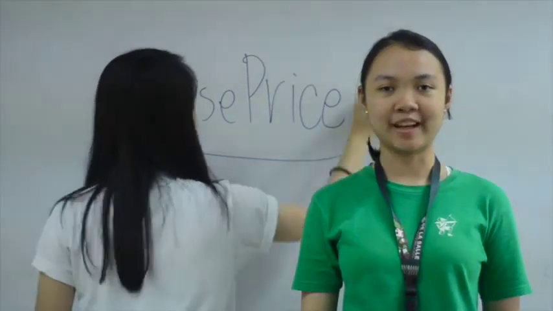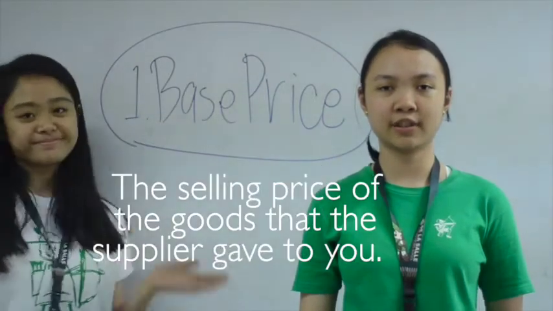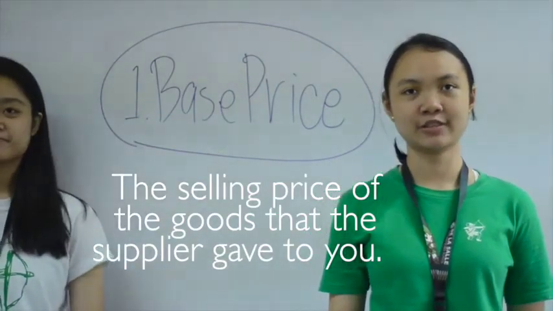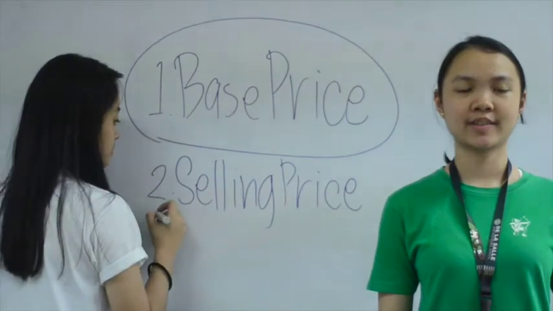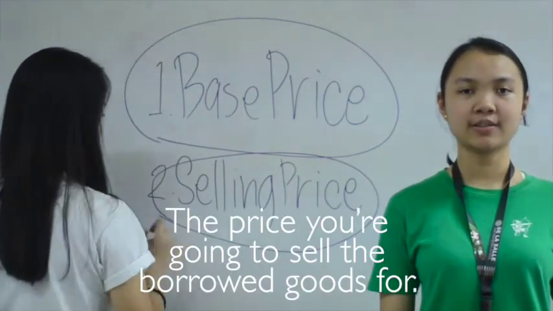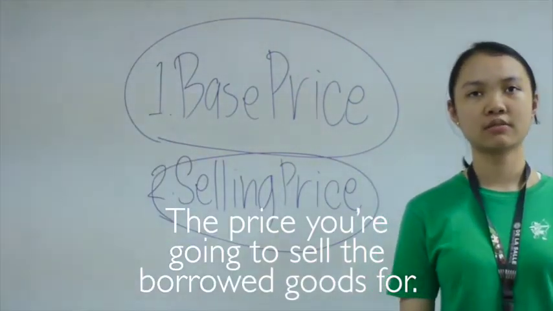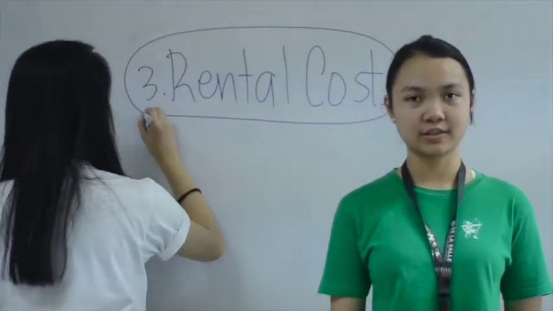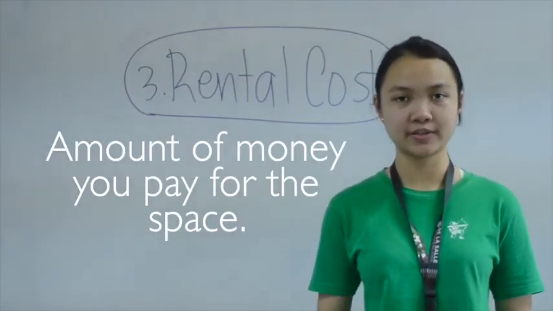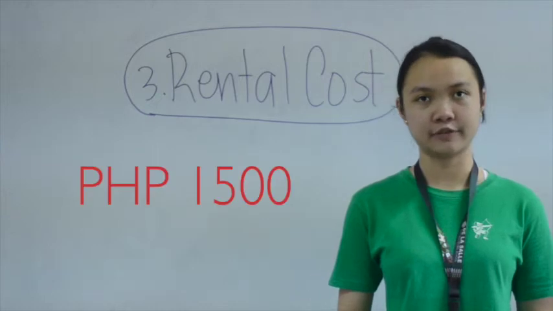Number 1. Base price. The selling price of the goods that the supplier gave to you. Number 2. Selling price. The price you're going to sell the borrowed goods for. Number 3. Rental cost. The amount of money you paid for the space. In our case, that'll be 1,500.